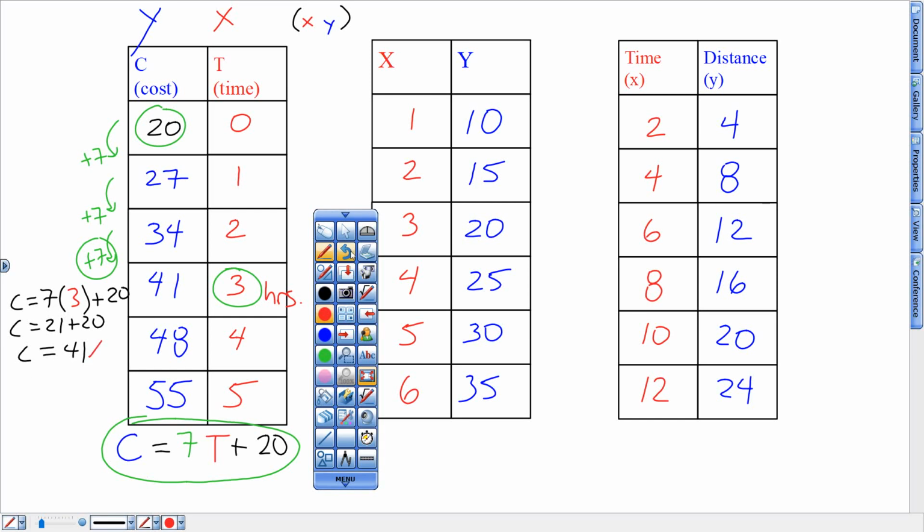$41 after being at this place for 3 hours. Remember, the going rate at this place is $7 for every 1 hour. That is my rate of change number right there. All right, next word is Michigan.